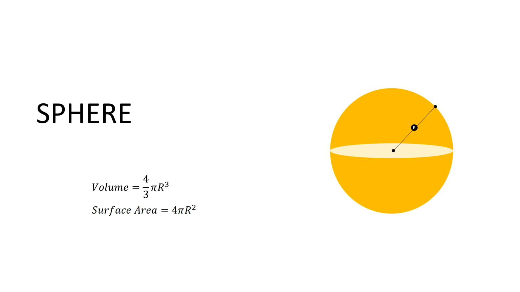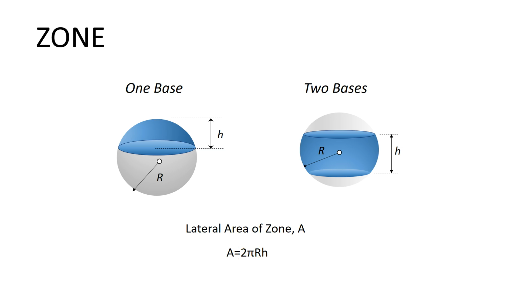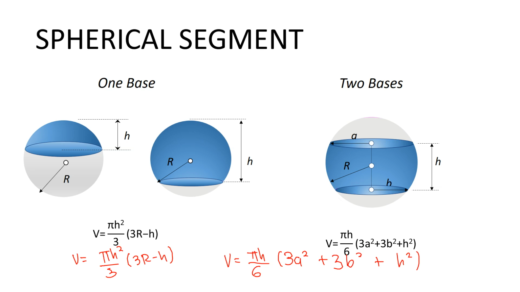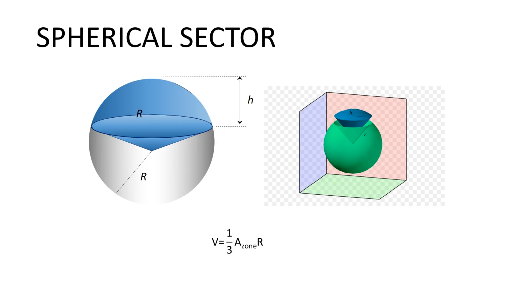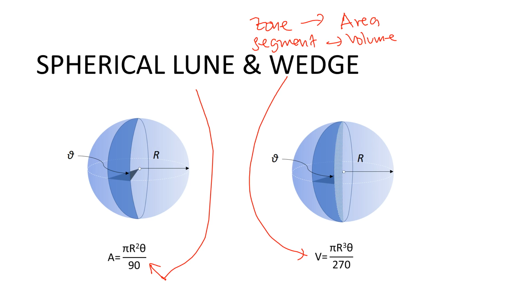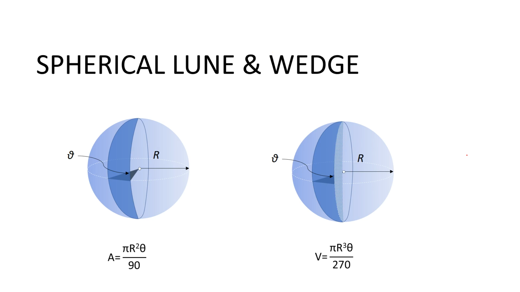Volume basic lang, 4/3 pi r cubed. Surface area, 4 pi r squared. Ngayon ang zone, dalawang pirasong red horse, mapa 1 base or 2 bases man ka. Ngayon ang segment, mao ni siya. Okay? So, the PP formula, mao na siya. And when you speak of sector, 1/3 area sa zone times R lang ka. Lune is area, mao ni ang formula.